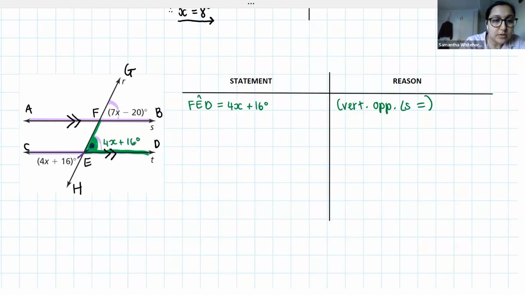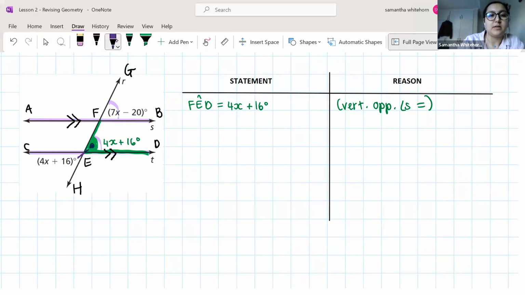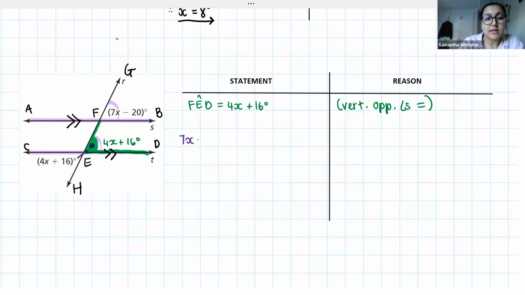And guys, exactly what I'm doing here, fill these things in on your diagram, because now it's very, very clear that I have corresponding angles. So now what I can say, because I've done that vertically opposite angle, is now I can say that I know, and remember corresponding angles are equal to each other, I know that 7x minus 20 is equal to angle 4x plus 16. And that is all because they are corresponding angles.